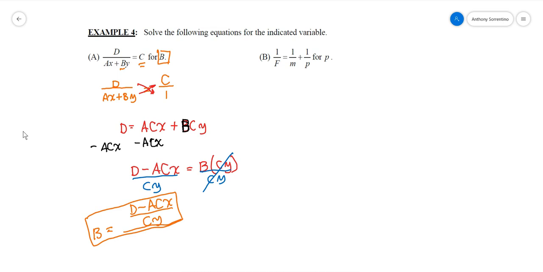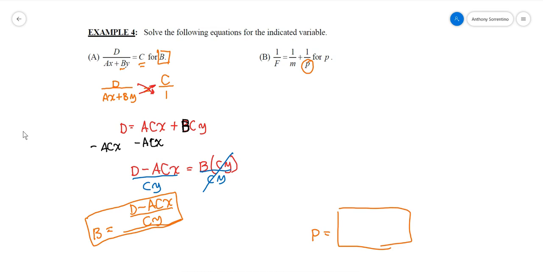For the next one, I want to solve this for p. So basically I want this one right here to be alone on one side. So I want p to equal something when all is said and done. So let's work on trying to do this.